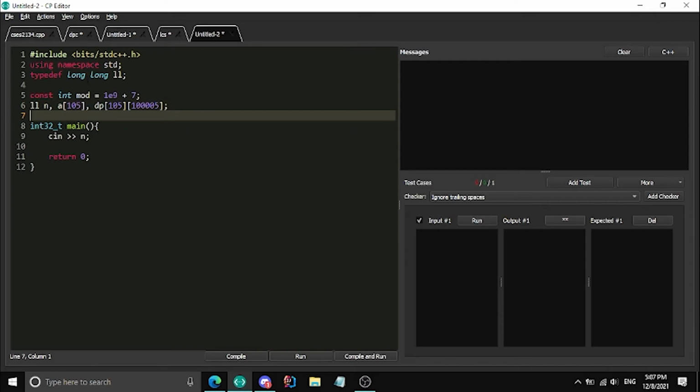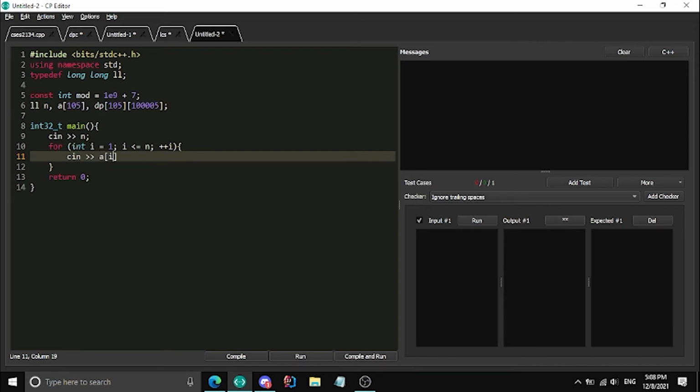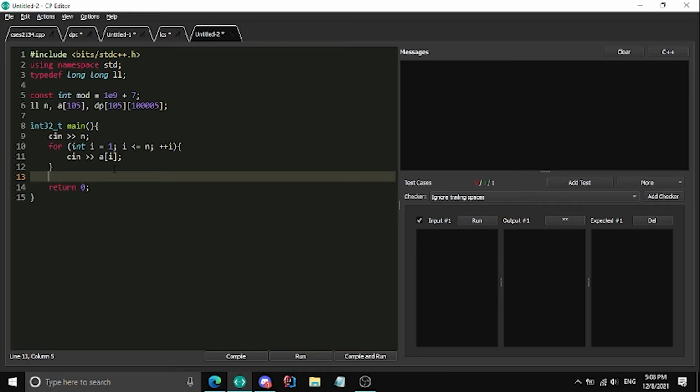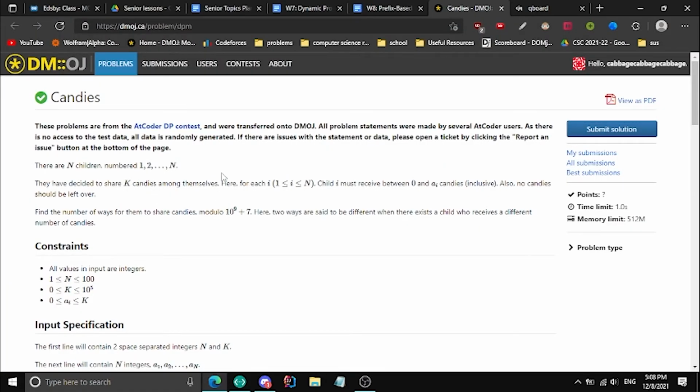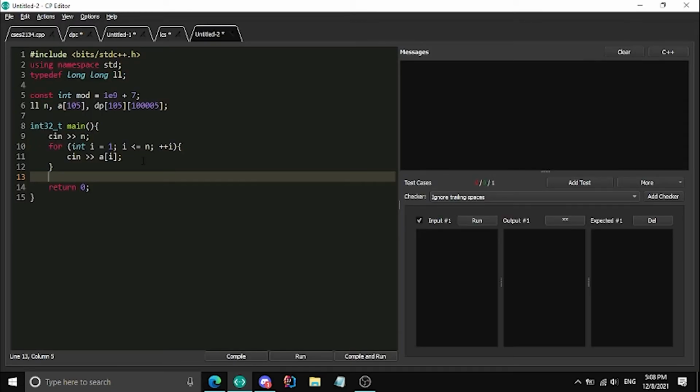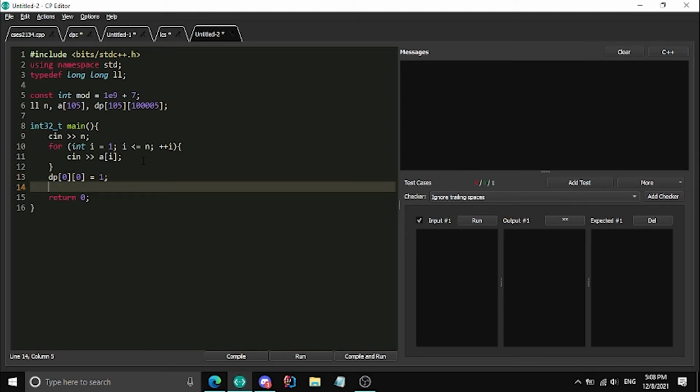Okay, so A is going to store our values for the amount of candy each child can take. So let's take an input of that. And dp, so our base case is going to be already defined for us. So the first zero children can share 0 candies in one way. So dp at 0 is going to be 1.